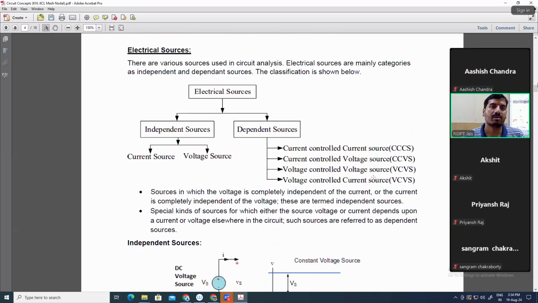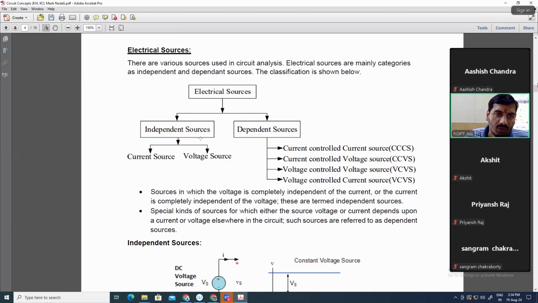Next is electrical sources. There are various types of electrical sources. Firstly, they can be categorized as independent and dependent sources. Independent and dependent sources are further categorized into voltage and current sources.